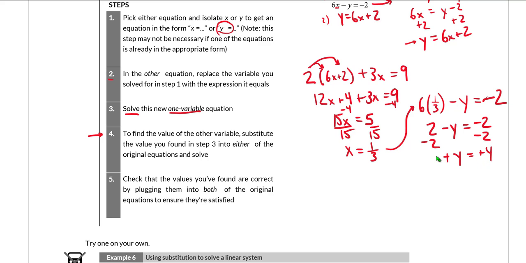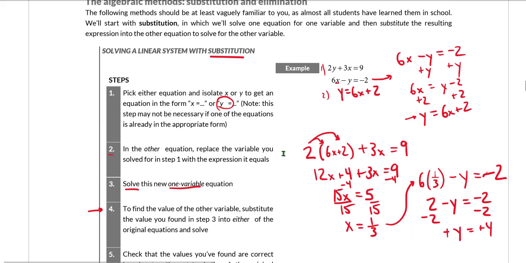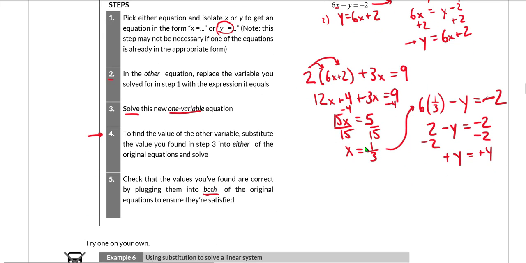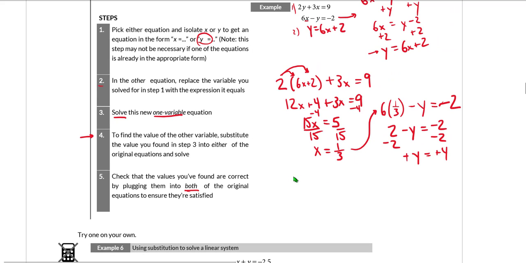But what I do want to do is check those values by plugging them into both of the original equations to make sure that they are satisfied. So in the first equation, 2y plus 3x equals 9. Let me zoom out a little bit so I can see that. That is going to be 2y, which we found to be 4, plus 3x, which was 1/3, and that is supposed to equal 9. Let's see if it equals 9. That is 8 plus 1. 3 times 1/3 is 1. So indeed, the first equation is satisfied by these two values of x and y.